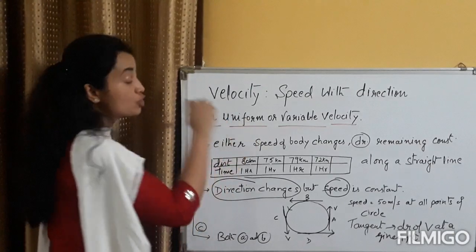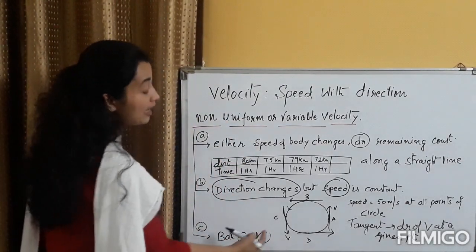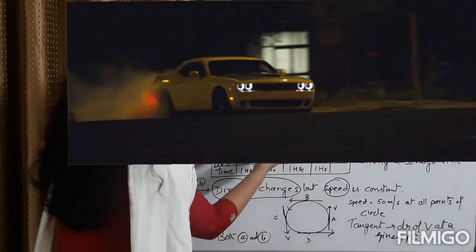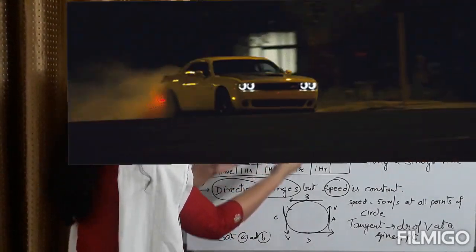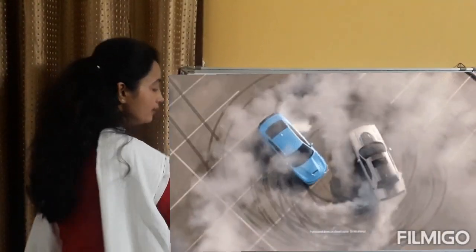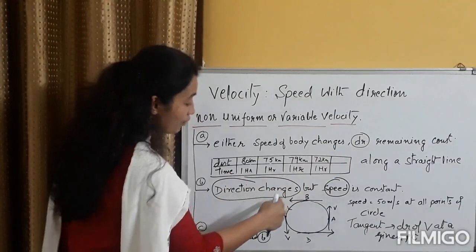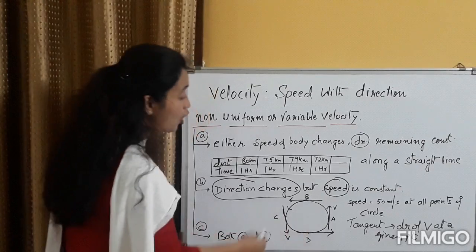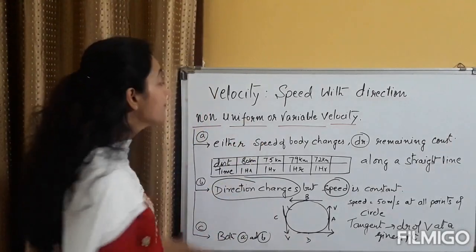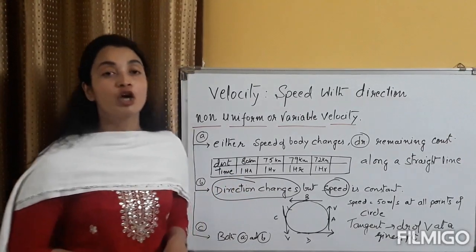This also leads to non-uniform velocity. The third situation is where both can happen, which means the magnitude of speed is also changing and the direction is also changing. If both are changing, then obviously the situation is variable velocity. So this is all about variable velocity, where speed changes with direction constant, where speed is constant with direction changing, or where both speed and direction are changing. This will lead to non-uniform or variable velocity.